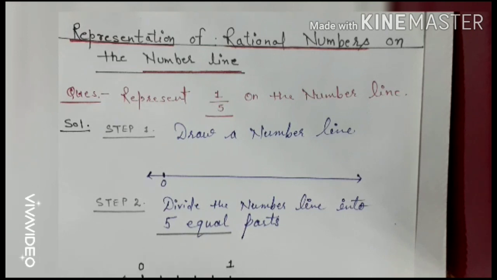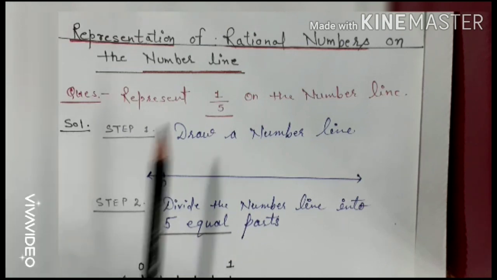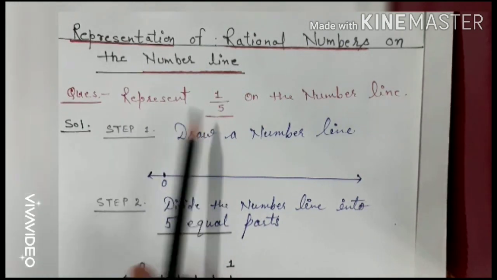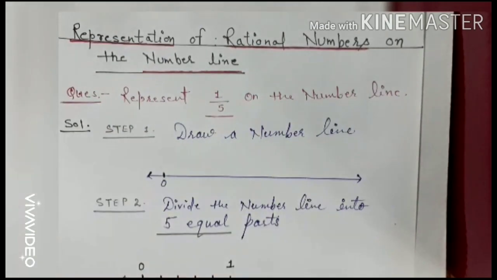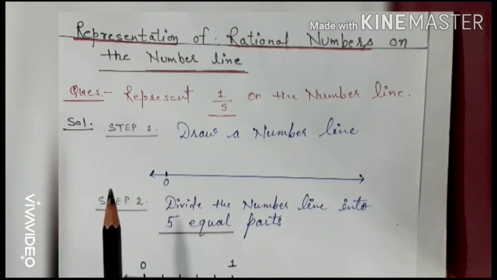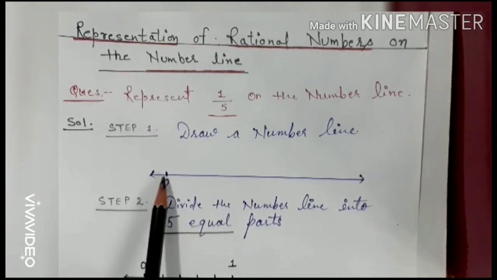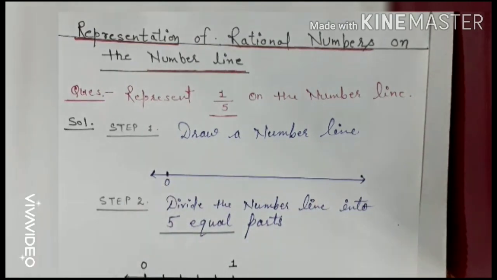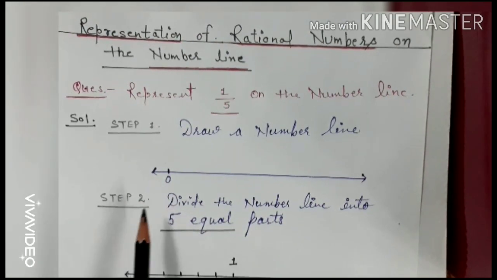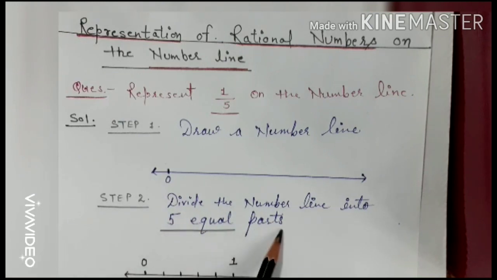So here the rational number is 1 upon 5. We have to represent this on the number line. This is a rational number. We are doing this question in steps, which will make the question easy. First step, draw a number line and represent 0 here. Because it is 1 upon 5, a positive number, we will represent it on the right hand side of 0. Now the second step is to divide the number line into 5 equal parts.